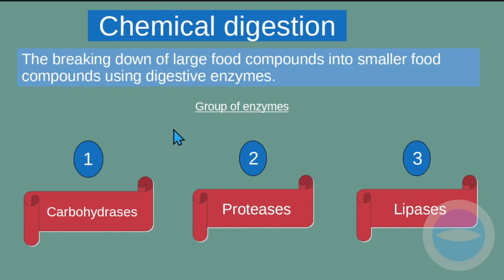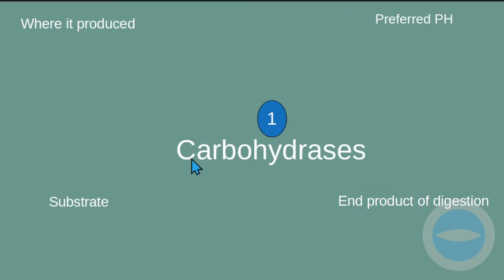Then let's start with the carbohydrase. This is number one. I will explain where it is produced. You must know where it is produced. You must know the substrate. The substrate is the larger compound that is being broken down, so we call it a substrate.